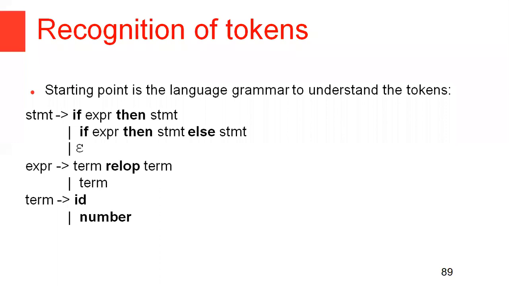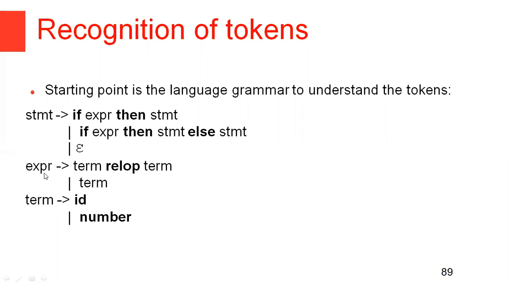So capital S is used for the representation of statement. Capital S is a production with if expression, where if is represented as I, then is represented as T, and else is represented as E in the recognition of tokens. So for statement capital S we use I, then we use T, then else we use small e. Okay, so this is the first one.